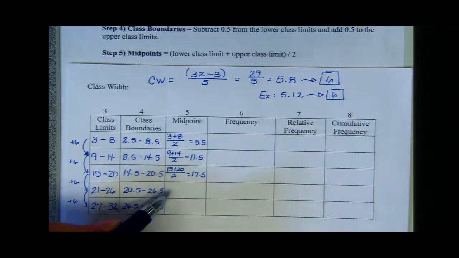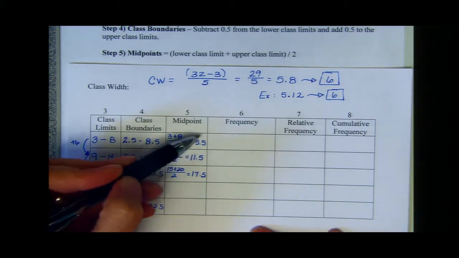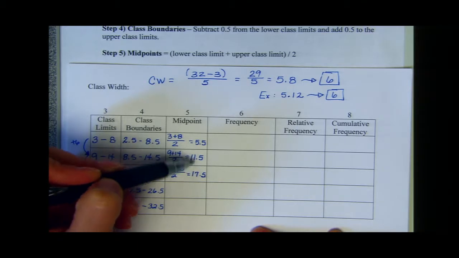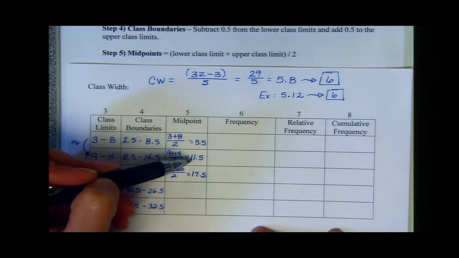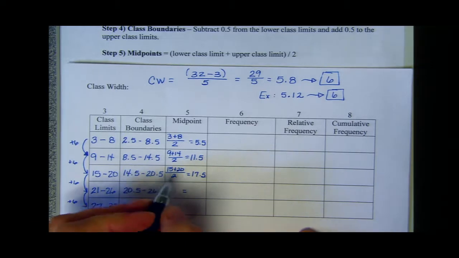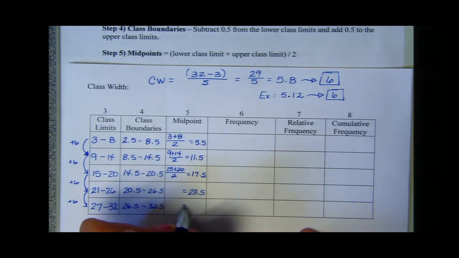And of course, we can continue doing this, or what I would like to point out, if you're confident you have calculated even the first one correctly, if you will notice the difference between each one is the class width of 6. So 5.5 plus 6 is 11.5, plus 6 is 17.5. So we can just add 6, and this is 23.5. Add 6, and we would get 29.5.